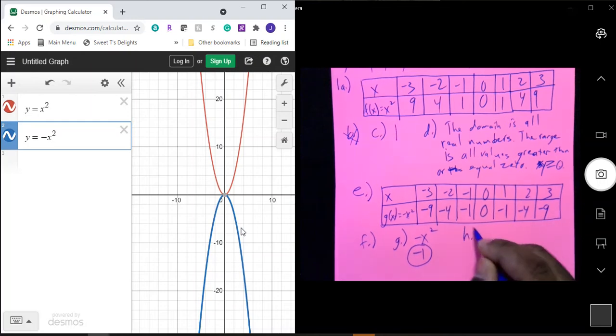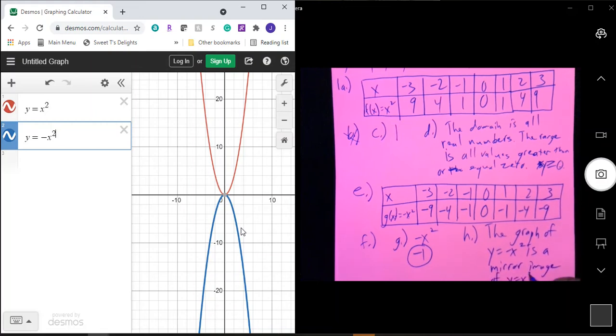Now we go here to h. It says, how can the graph of y equals negative x squared be obtained from the graph of y equals x squared? The graph of y equals negative x squared is a mirror image of y equals x squared over the x-axis.